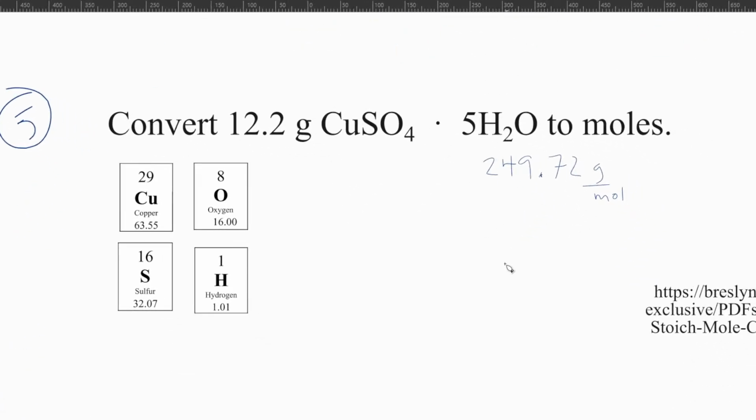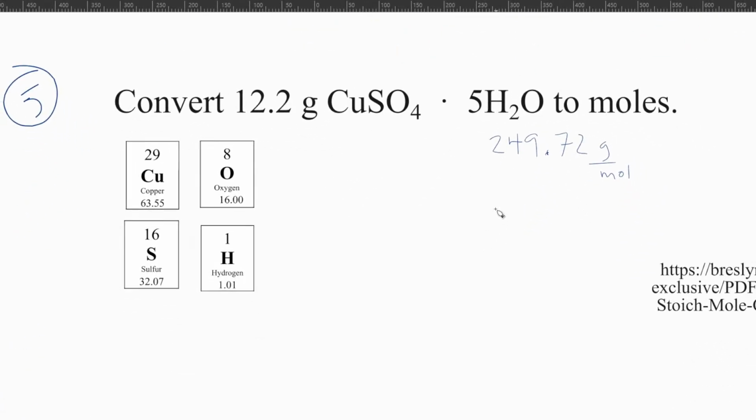All right. So this one here, this is the molar mass for the CuSO4 with 5 water molecules around it. So there's your molar mass. There's your grams. Get it to moles. Take a moment to do that.